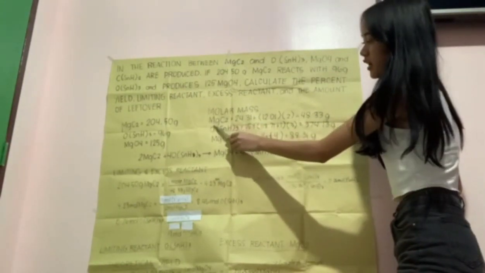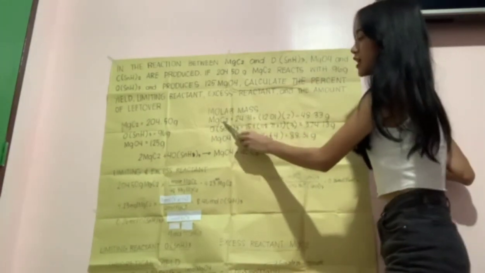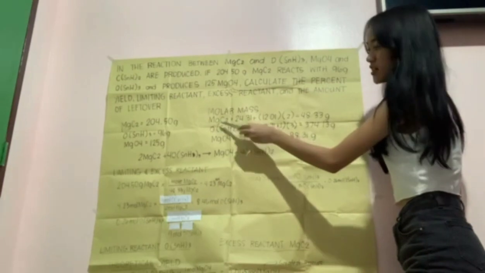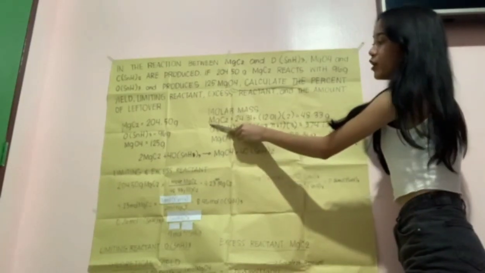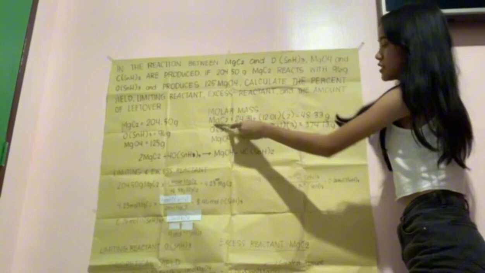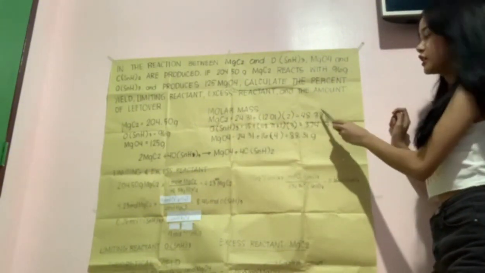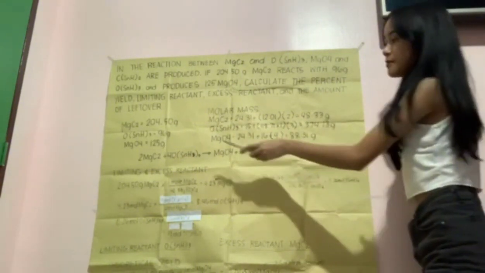Mg has 24.31 and C has 12.01. Then because it has 2 beside it, it means we need to multiply this by 2. So the total molar mass of this is 48.33 g. Then the same as here, we need to find the molar mass and just simply add the total of it.